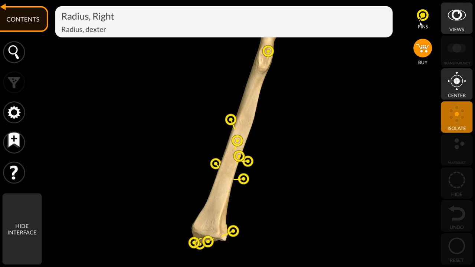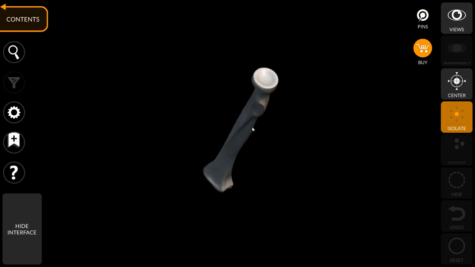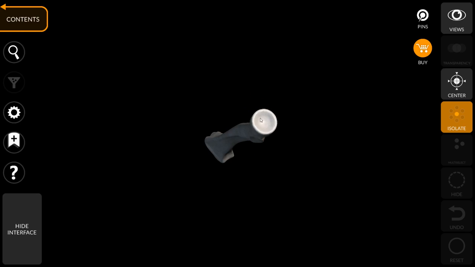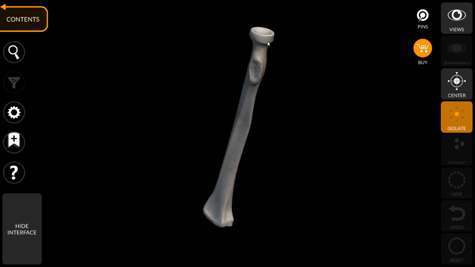For the radius, we have this structure. If you notice here, this is the proximal surface right here. This is a rounded surface. So the R in radius is round, and the radius allows the forearm to rotate around the axis of the ulna. That's the head of the radius, with the neck of the radius, and this area right here is called the radial tuberosity.